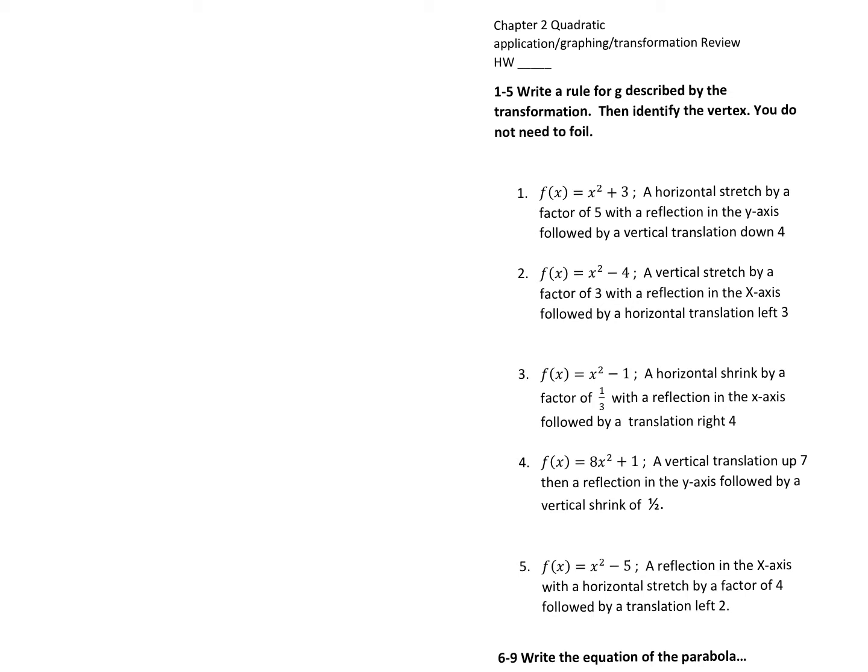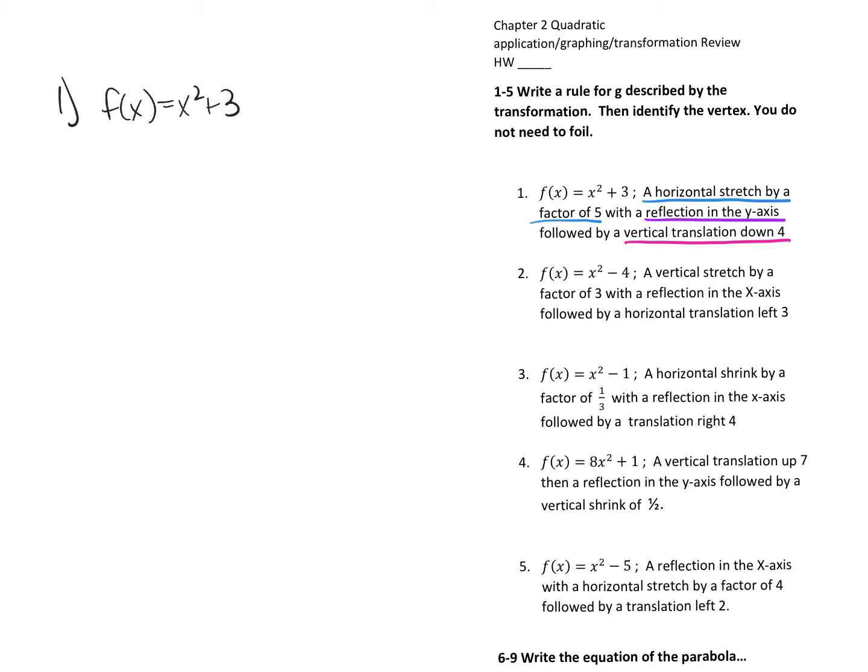So number 1, f of x equals x squared plus 3. We're going to do a horizontal stretch by a factor of 5, then followed by a reflection in the y-axis, followed by a vertical translation down 4. We need to do them in the order that it's told to us on this paper. We don't follow the describing order because we're performing this on the graph, and then we're going to do the next one and then the next one. And if we don't follow that order, we get something different.